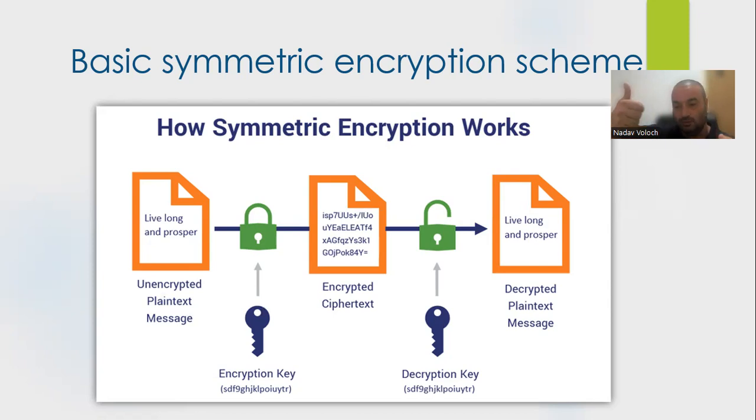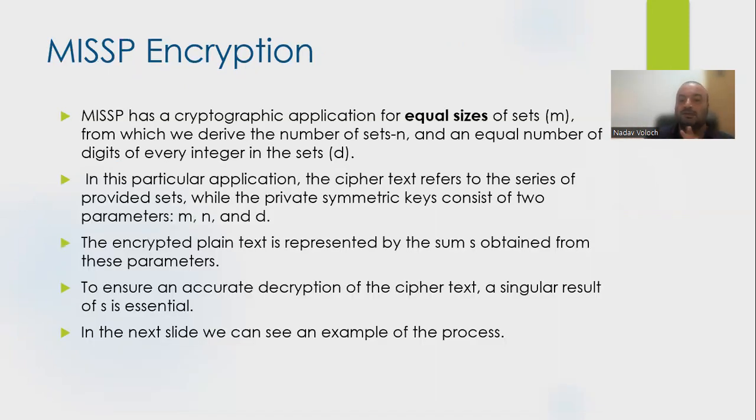And the reverse process, if you want to decipher this ciphertext, you use the same key in symmetric encryption. And with this key and algorithm, of course, you convert the ciphertext into plain text, into the message that was originally received. So this is basically the scheme of the process. The thing is, with our specific encryption, MSSP, we have several limitations that will be explained now.